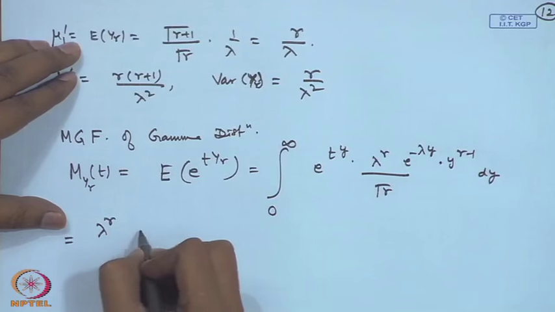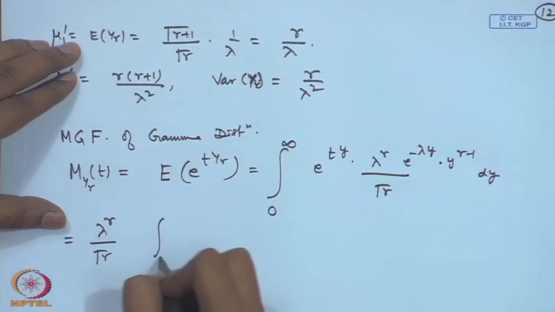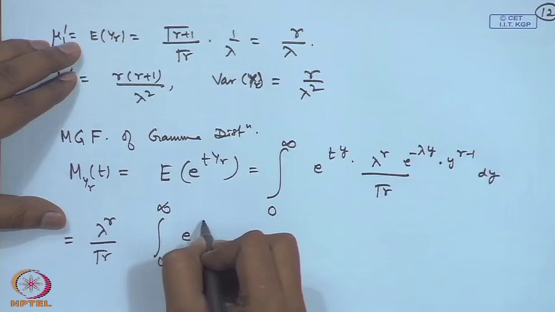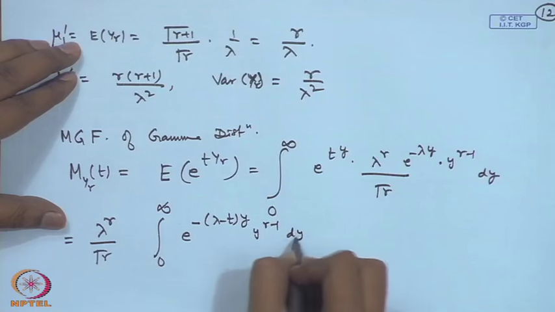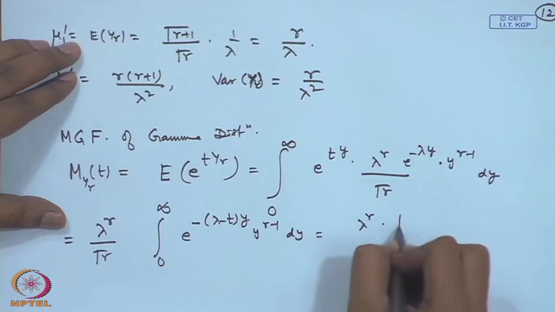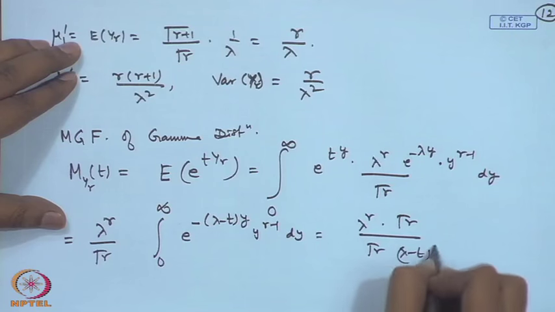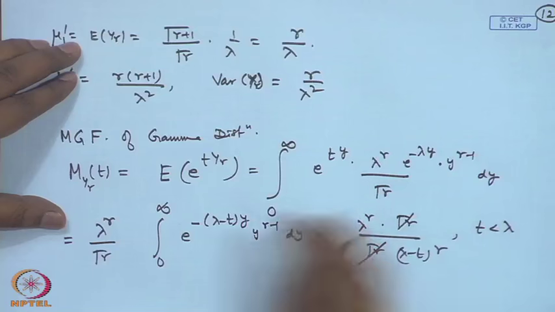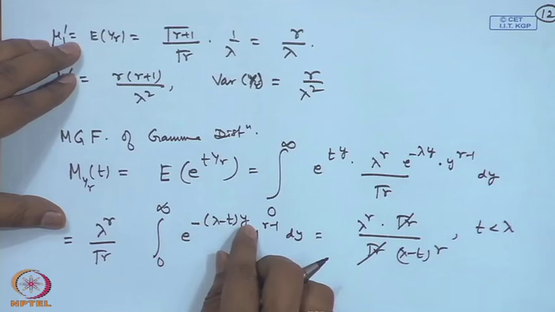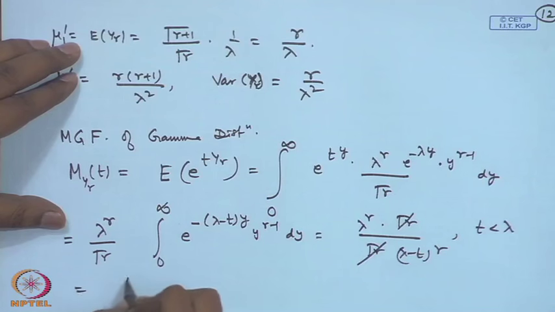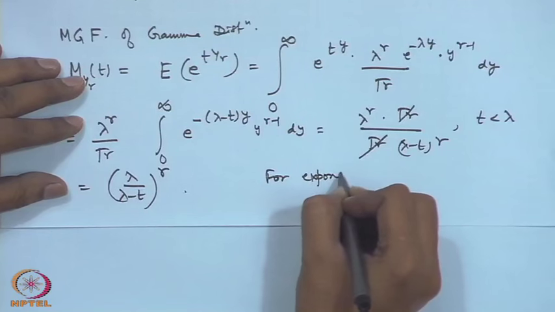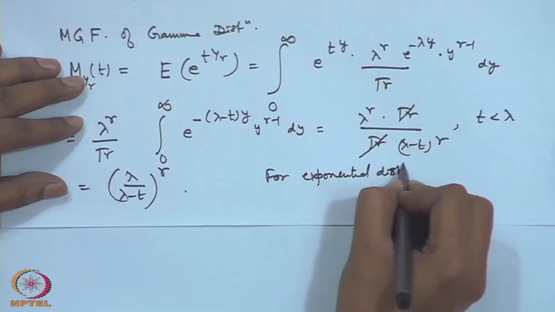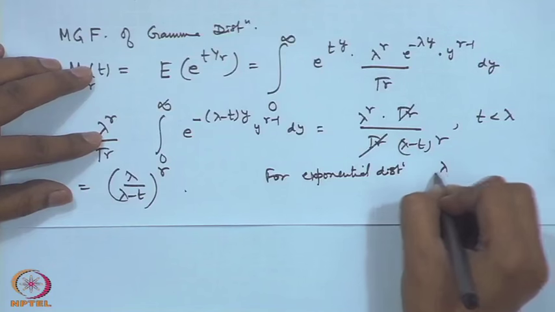Now, this term we combine here: e to the power minus lambda minus t y, y to the power r minus 1 dy. So, that is nothing but lambda to the power r gamma r by gamma r into lambda minus t to the power r. This is valid for t less than lambda. For t greater than lambda, this will become divergent. So, this is equal to lambda by lambda minus t to the power r. So, for the exponential distribution, this will become lambda by lambda minus t.